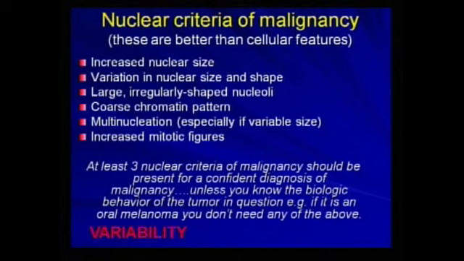Here we are again, but we're looking at the nucleus rather than the cytoplasm or the cellular features. Increased nuclear size, variation in nuclear size and shape, large irregularly shaped nucleoli. Now remember, if you spend all of your time looking at 100x, these features are going to be enhanced. Or if you use other stains you're not familiar with, like new methylene blue, it enhances some of these features, and it may make a benign neoplasm look somewhat malignant.